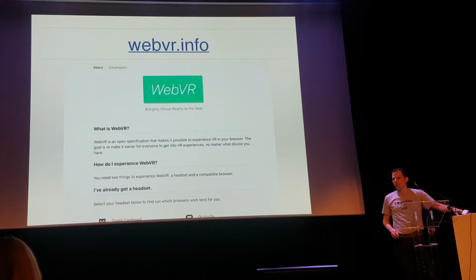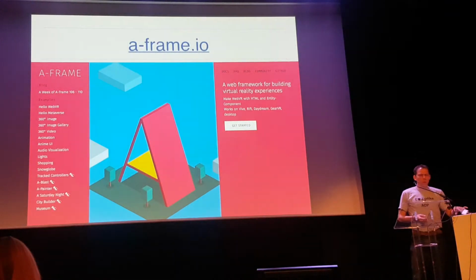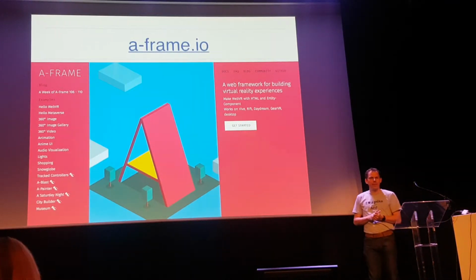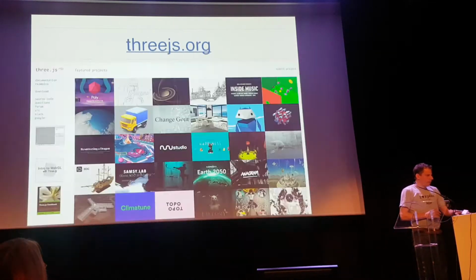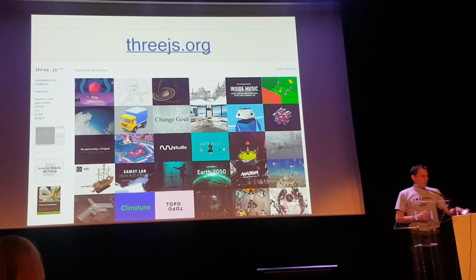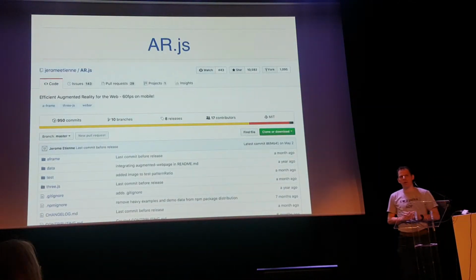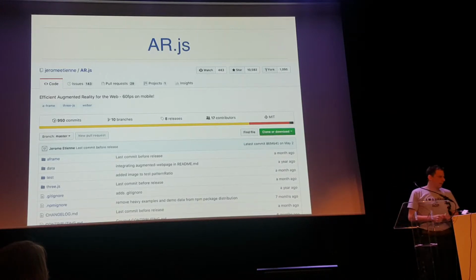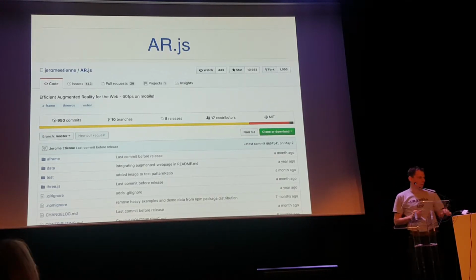So the first one, which is popular, is called WebVR. So on the web, you create virtual reality. Another one, which is popular, is A-Frame, and this is used in the application that you will use in a minute. You have three.js, which is popular, Argon.js, and this one is probably the most popular, AR.js from Jerome Etienne. Whenever you do research in this area, you have a few people who always pop up. He's one of those people.